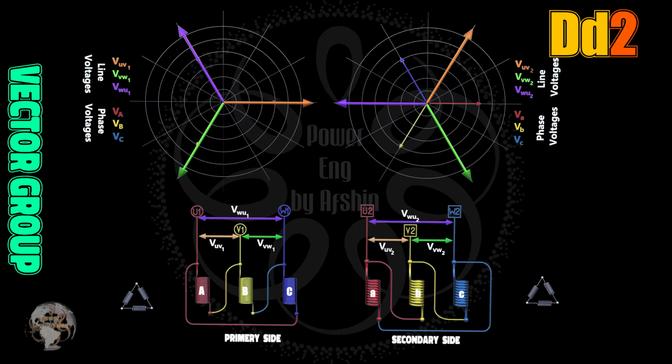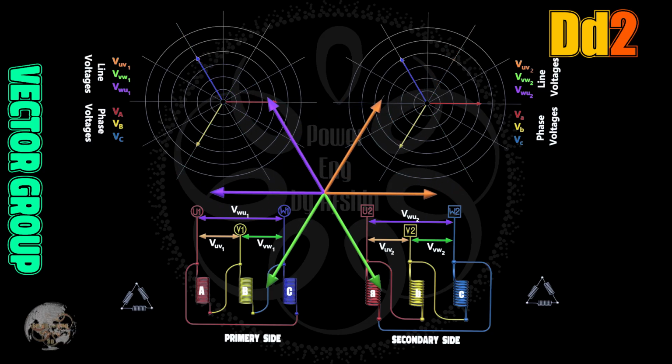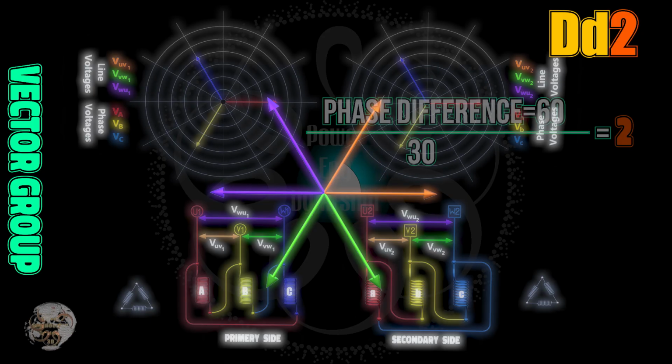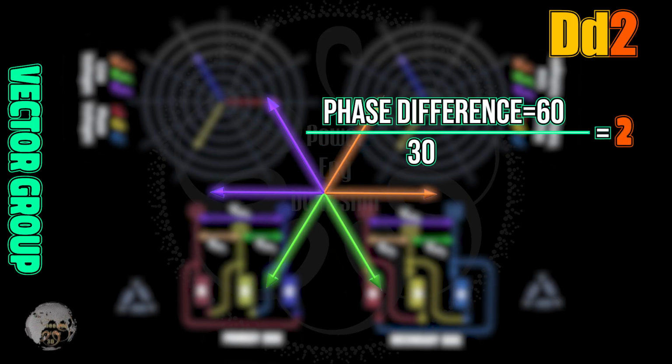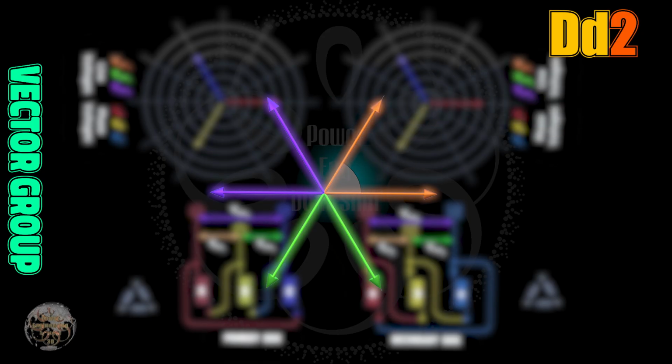However, DD requires more insulation since the phase voltage equals the line voltage. It also lacks a neutral point, making it unsuitable for four-wire distribution unless a grounding transformer is added.